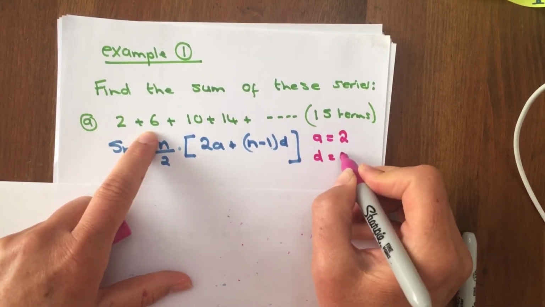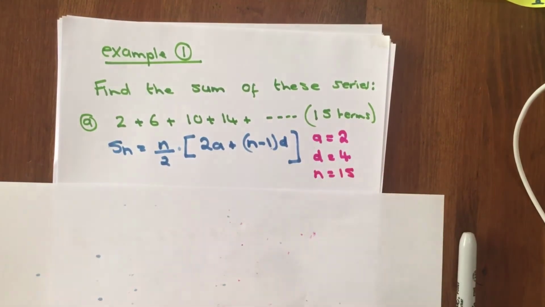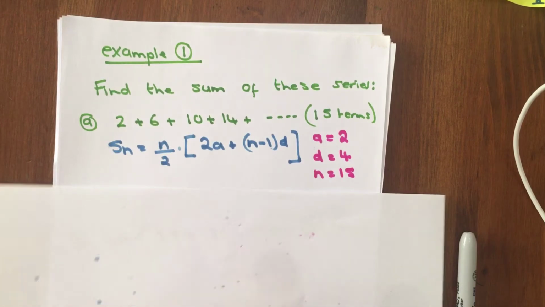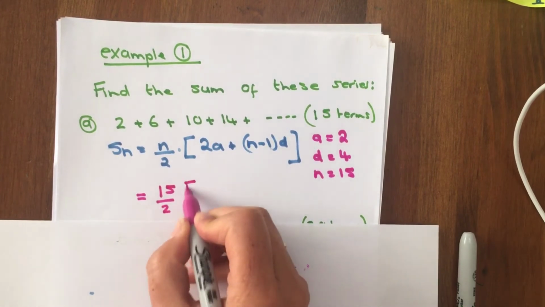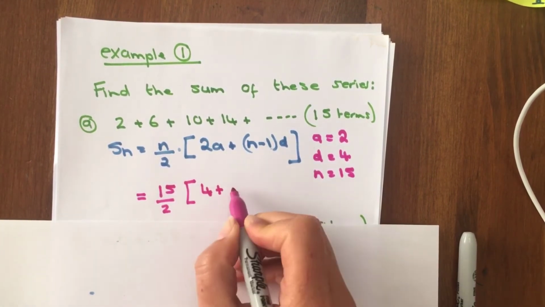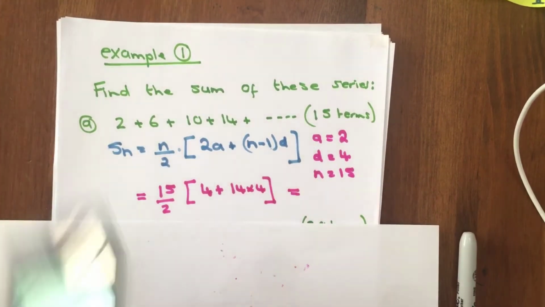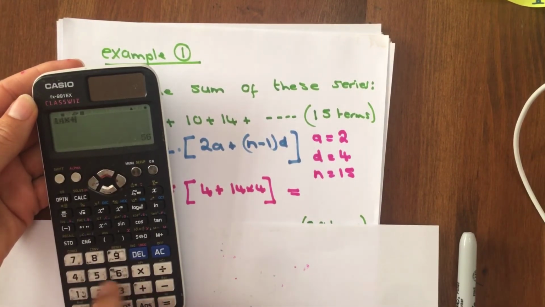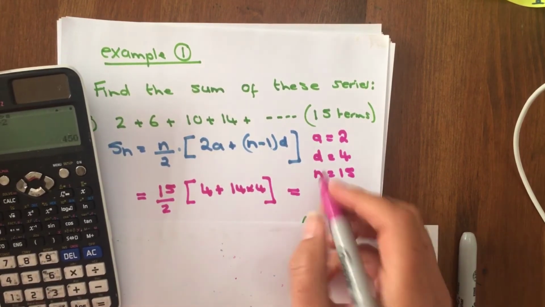My common difference is going up in 4s, and I've got 15 terms, so n is 15. All I'm going to do is plug all of that into this formula: 15 divided by 2, times 2a plus n minus 1 times d. I'll work that out on my calculator: 14 times 4 plus 4, times 15, divided by 2, and I get 450.